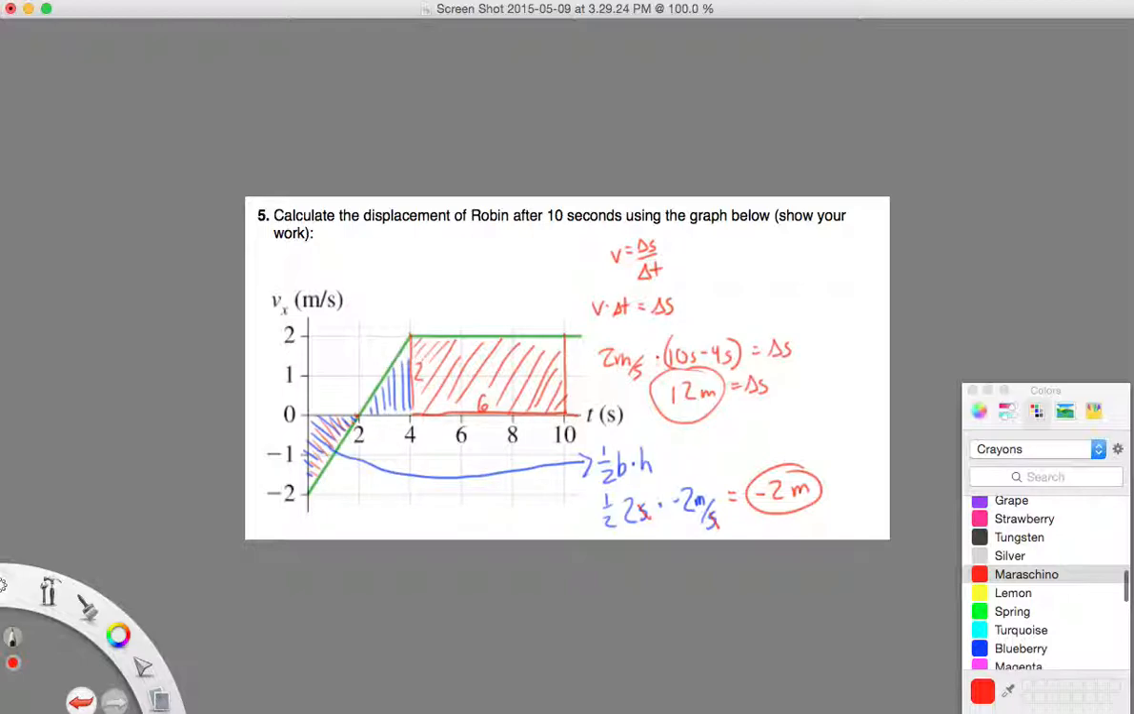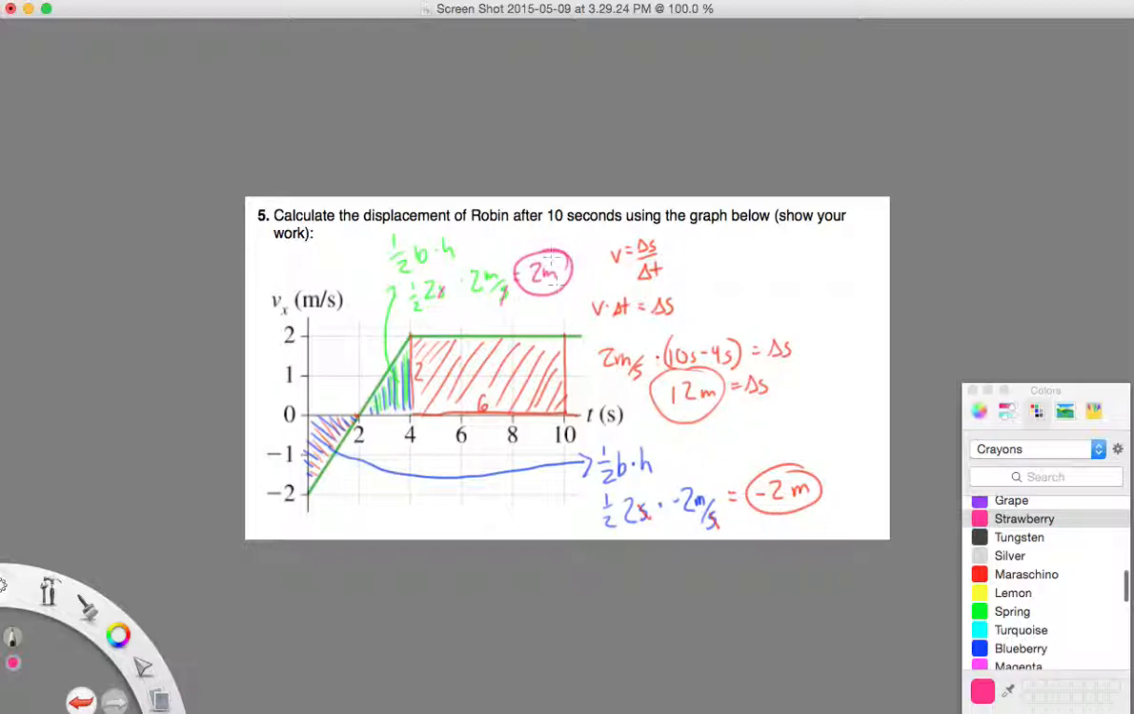This triangle over here, let's use a different color. Let's use spring for this color. So this area right here, I'll use 1/2 base times height for this one. So in this case, 1/2 base would be 2 seconds, because it's going from 2 to 4. That's going to be 2 seconds times the height, which is 2 meters per second. Again, our seconds cancel out, and we're going to get as an answer here 2 meters.